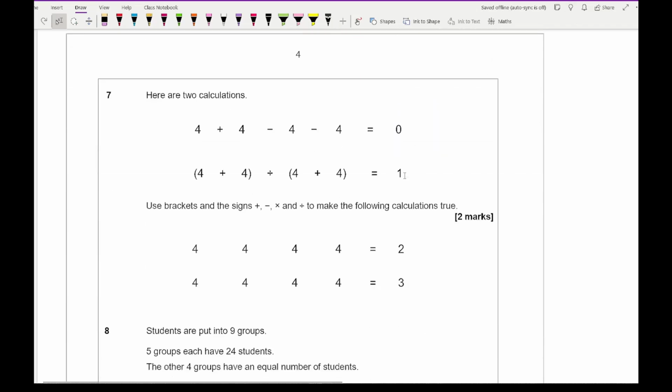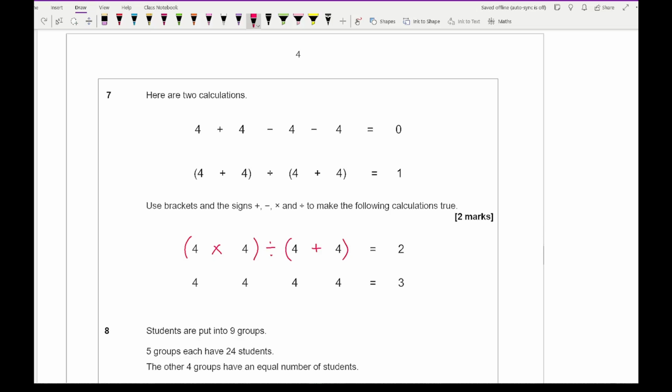Moving on to question 7, it says here are two calculations, and it's basically using BIDMAS. It says use the brackets and the signs plus, minus, multiply and divide to make the following calculations true. Now, there are several combinations for you to get the full 2 marks on these particular two aspects. So again, I would probably go for the most common one. So for the first one, I'd go for 4 times 4, which is 16, and then 4 plus 4, which is 8. And if I divide those two answers together, I'm going to get 2.